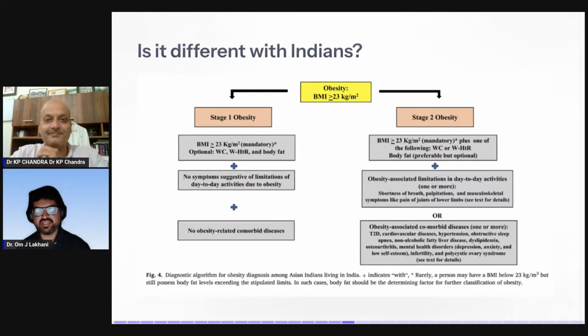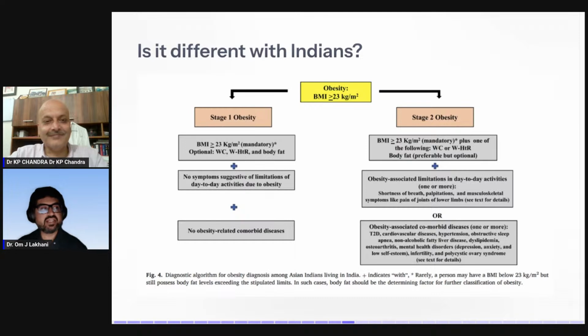So what they've done is BMI more than 23 kg per meter square, with the waist circumference and other things optional. They made that optional, where it was mandatory in preclinical obesity. So they said BMI more than 23 without any symptoms of obesity makes it stage 1 obesity.